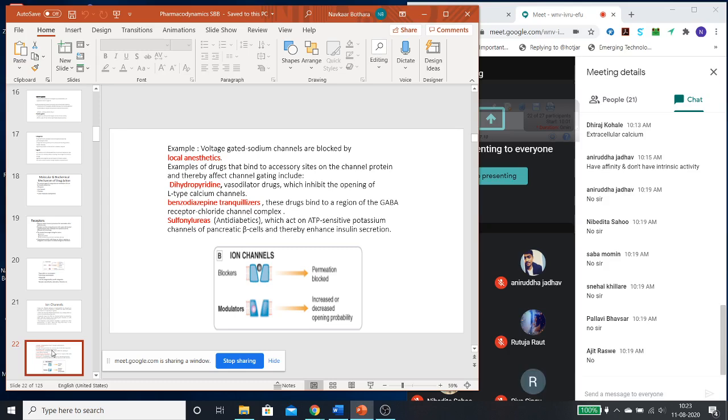Then dihydropyridine is a vasodilator drug which will inhibit the opening of the L type of calcium channel.